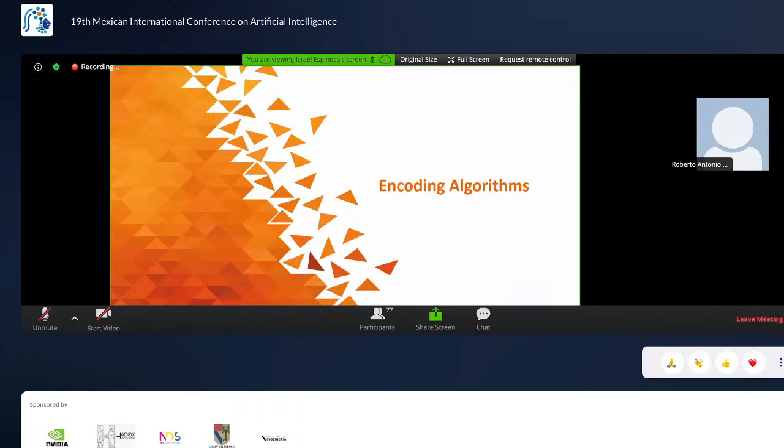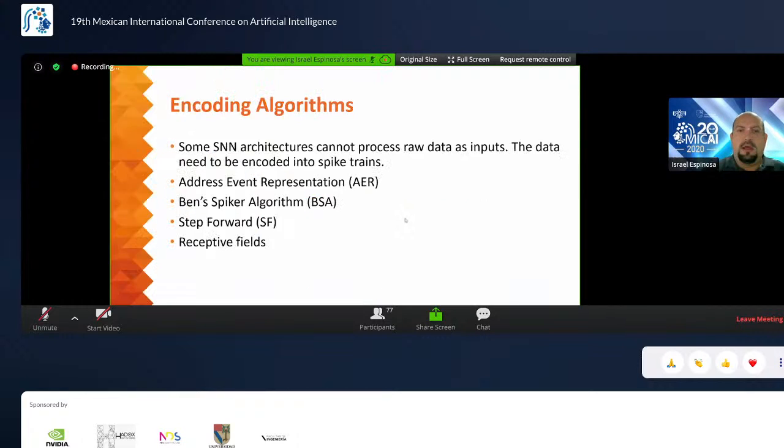So the next topic is encoding algorithms. You will see that some architectures of spiky neural networks cannot process raw data as inputs. So in some way, we have to encode raw data, in this case signals, or even features represented by continuous numbers. There are neural networks that cannot process that information directly. As I mentioned, spiky neural networks can only process spikes. So in some way, we have to transform this data into spike trains.